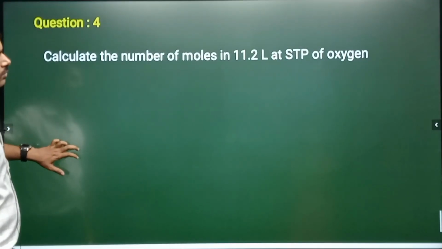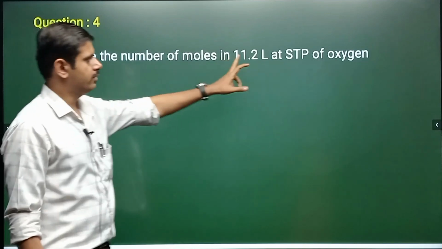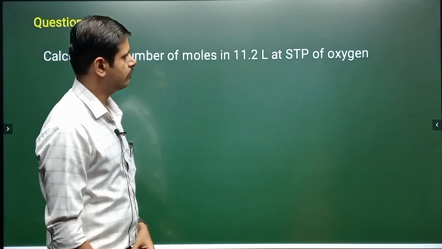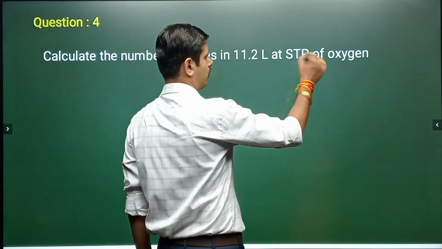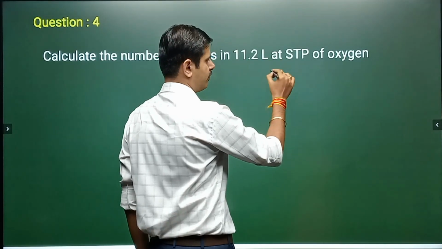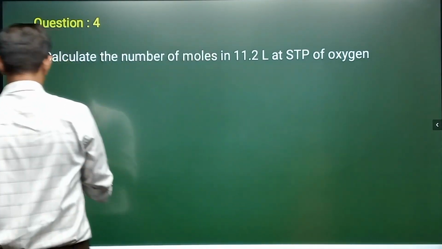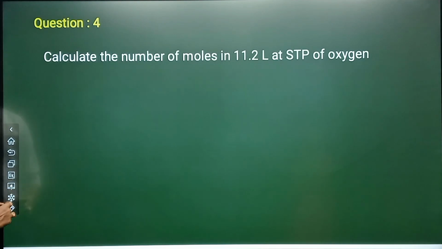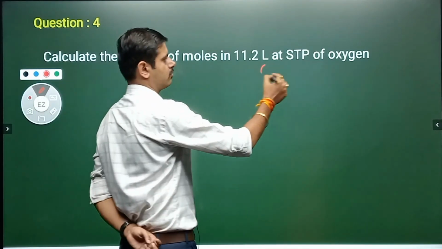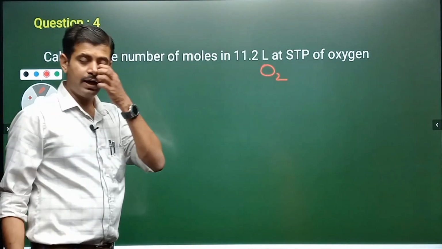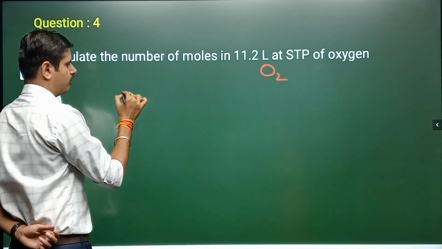Next question is, calculate the number of moles in 11.2 liters of oxygen at STP. Now what happens here? This is oxygen, so we will have dioxygen. Now dioxygen, what is the formula? Again the same type of formula.